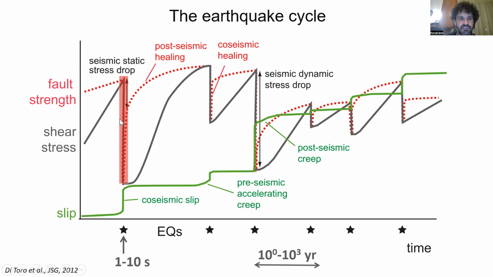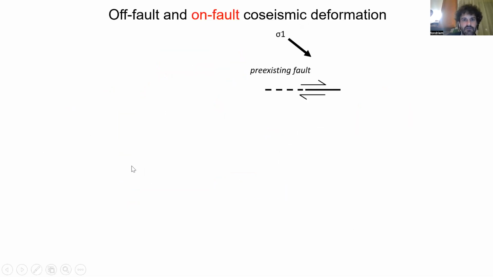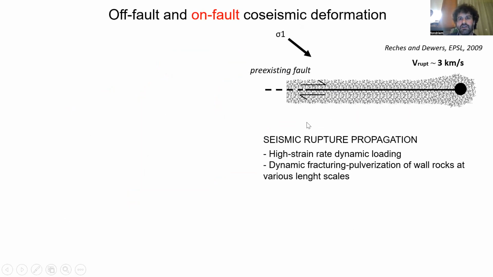So let's see what happens, for example, during co-seismic slip, so during an earthquake faulting event. Normally you are rupturing pre-existing faults, in most cases. So you have a fault which is loaded under a certain stress field, then you have an earthquake, and your fault ruptures. Let's say your rupture propagates from left to right with these kinematics, and you will have a rupture front which propagates very fast, at a velocity of the order of 2-3 kilometers per second.